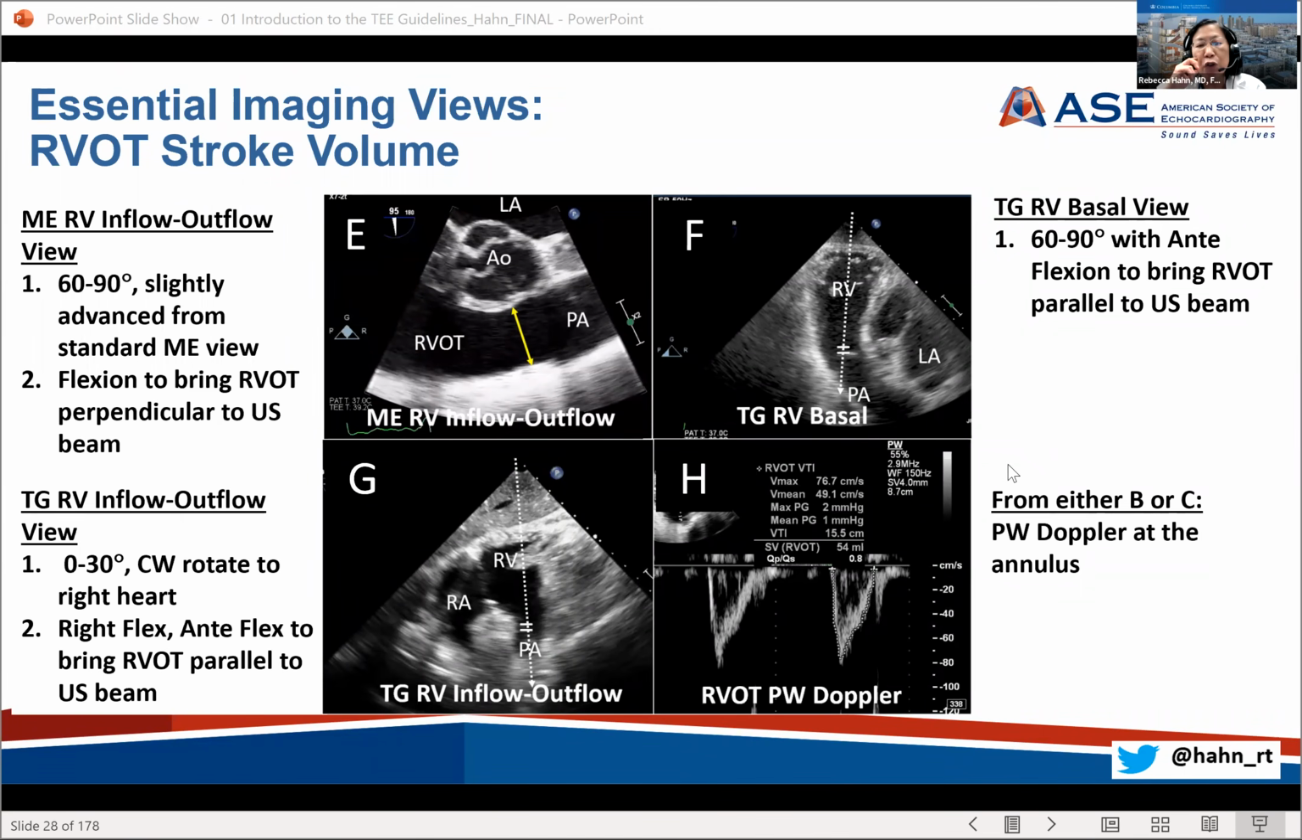Please try to give us some views where we can measure the diameter of the RV outflow tract, again, at the annulus. And then we would also ask for a Doppler. And again, same thing here. You want to be typically just apical to the annular plane of the pulmonic valve in diastole, and then have it cross during systole. So you can see here, you can either use the RV basal view, so this is about a 30 to 60 degree rotation, or a 0 degree rotation for the RV inflow outflow view. And this is with a right lateral flex and an anti-flex to give you that RV inflow outflow view.